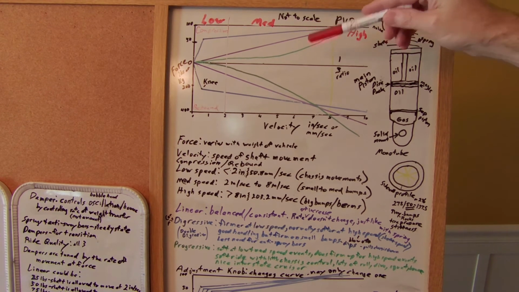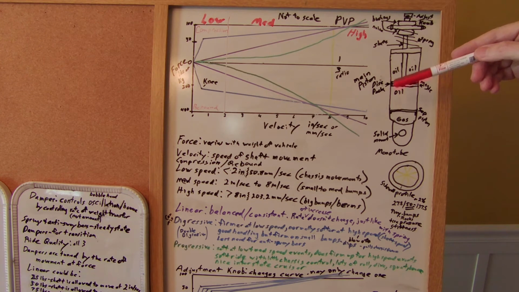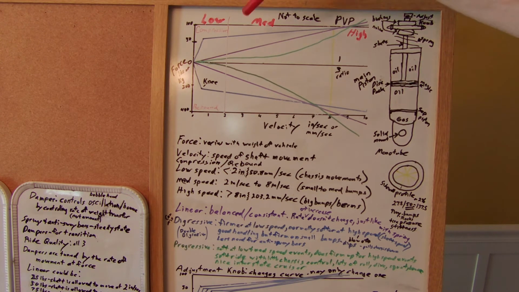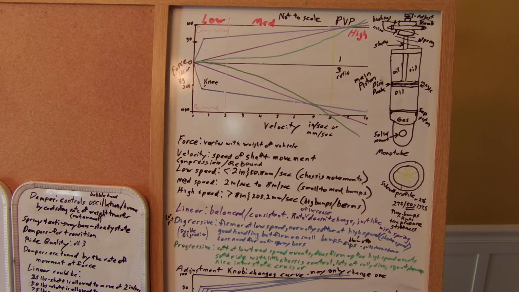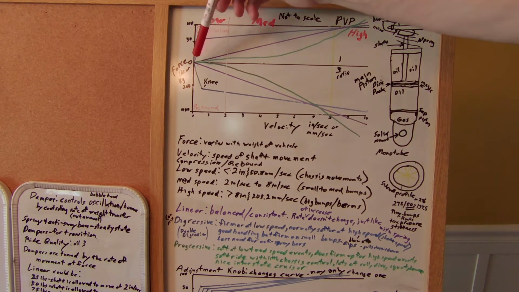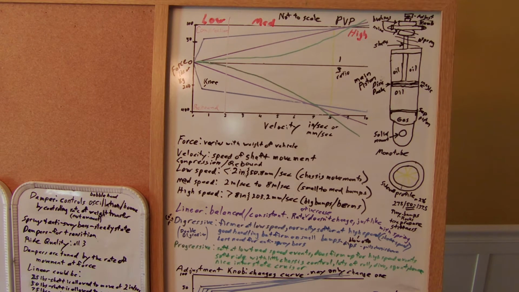So what does all that mean? The low, medium, and high are what types of bumps and movements that it's going to experience. So for linear, the purple line is consistent. Gives you balanced, consistent. The rate of increase doesn't change, just like with a linear spring. It's very predictable.